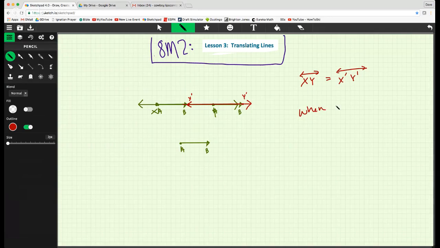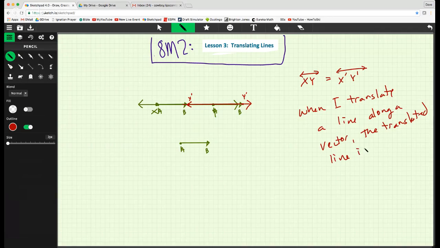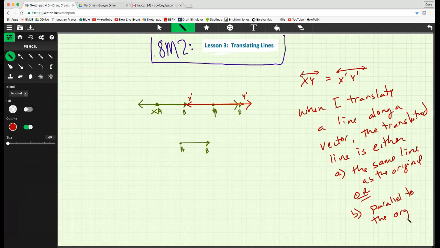So when I translate a line along a vector, the translated line is either A, the same line as the original, or B, parallel to the original.